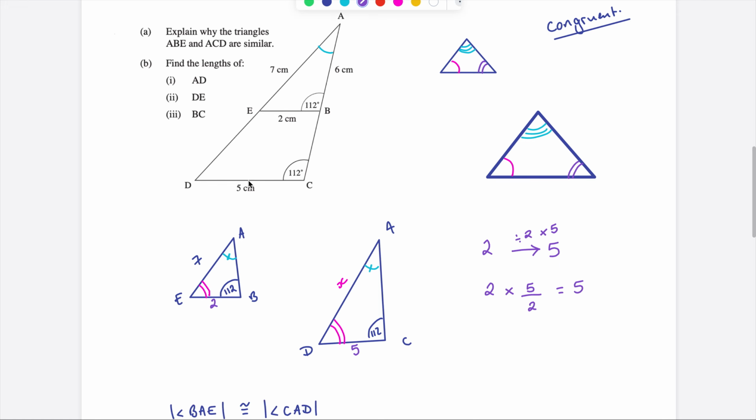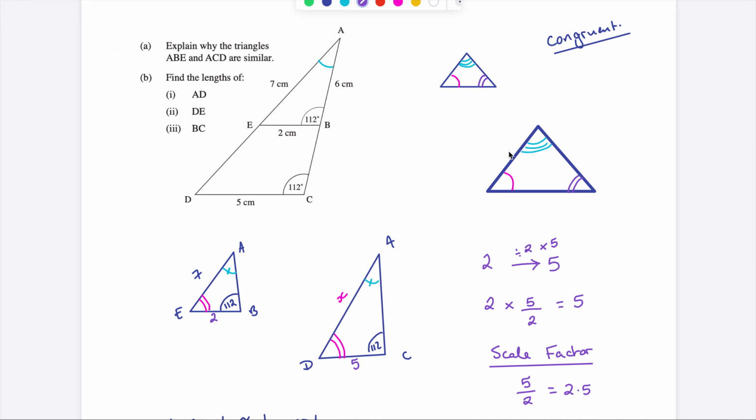You can take the bigger number and divide it by the smaller number for the scale factor. So if you just want a quick way of working it out, you can take the bigger number, which is the 5, divided by the smaller number. So that's my scale factor, 5 over 2 or 2.5. So that scale factor is the same that's applied throughout the whole triangle.